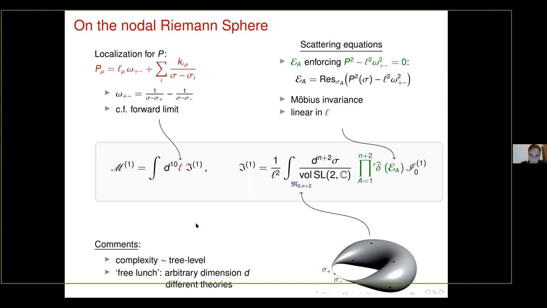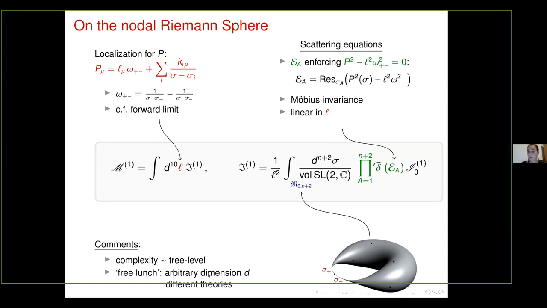And last but not least, all of these were originally, we worked in 10D for supergravity. And sometimes we're getting a free lunch here because now all of these formulas are actually valid not just in 10 dimensions, but in arbitrary dimensions D. From the perspective of the worldsheet, this tells you that there are no non-trivial winding modes.